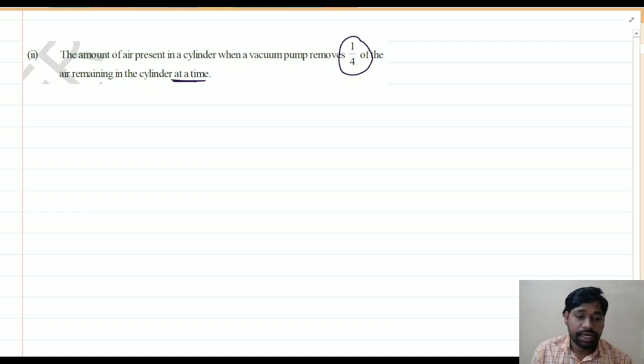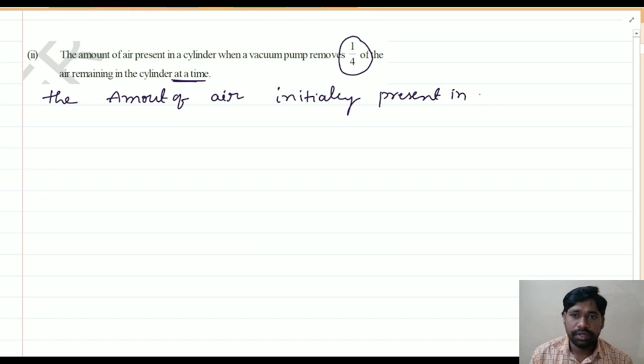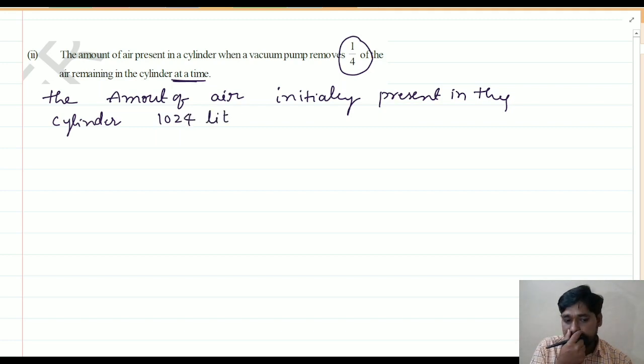Let me take the amount of air initially present in the cylinder as 1024 liters. Okay, initially that much air is present.